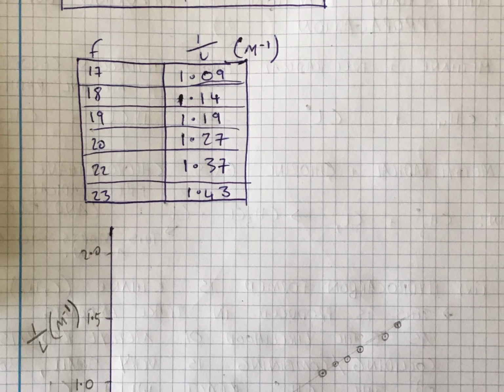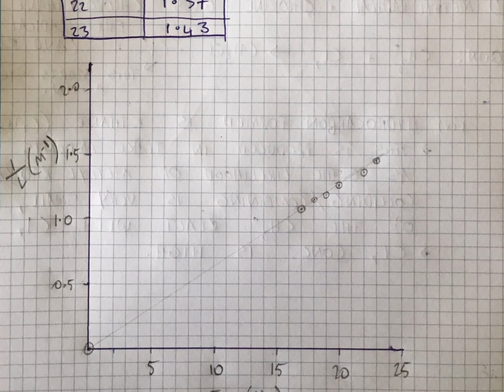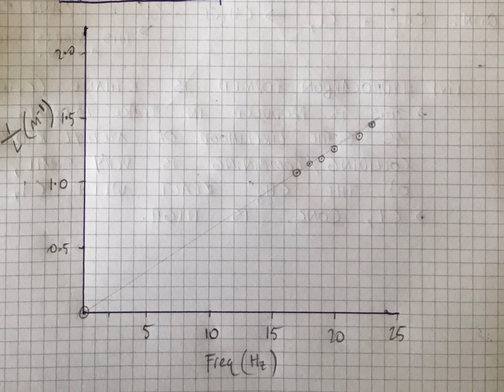So I need to get 17 to 23 in there, and I want to make sure that it all fits in. Now I've gone from 0 to 25 because I know it all fits in there. Nice and simple. So I can go up in fives, and again, because I've got graph paper and because the number isn't too big, I'm able to use each box for 1 hertz. So it goes 1, 2, 3, 4, 5, 6, 7, 8, 9, 10, and so on.